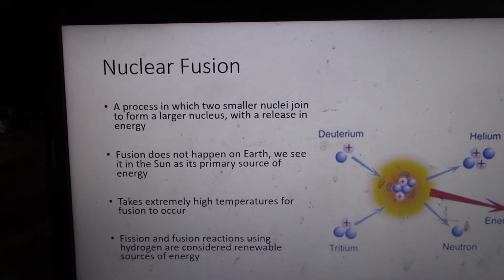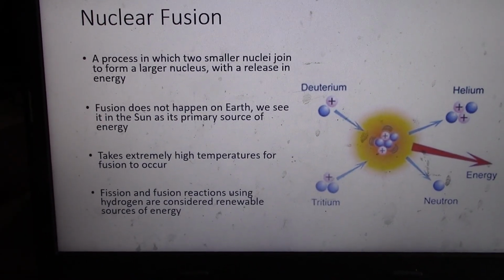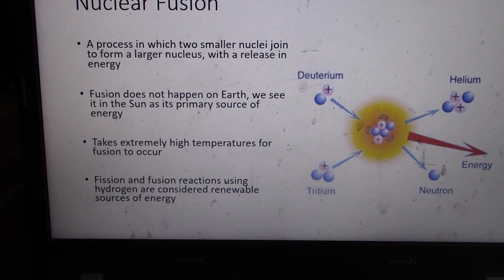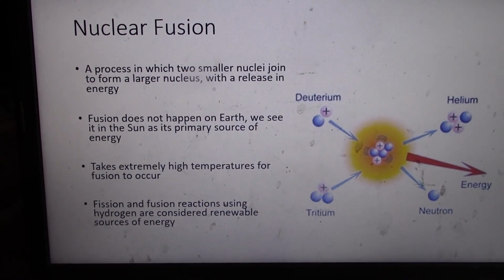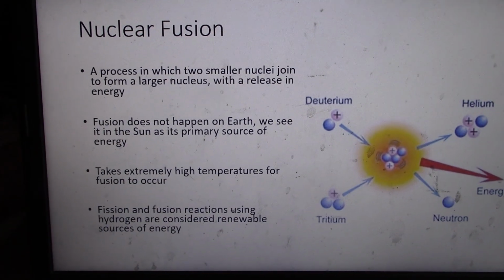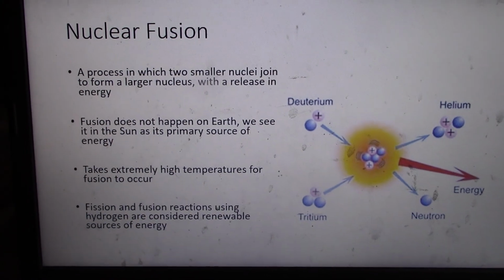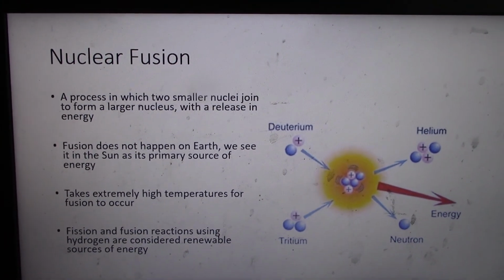One last thing that you should look at is nuclear fusion. It's a process in which two smaller nuclei join to form a larger nucleus with a release in energy. Fusion doesn't really happen on Earth in a controlled manner, but it is the primary source of energy of the sun. We need really, really high temperatures for fusion to occur, upwards of 15 million degrees Celsius. It's really hard to simulate that on Earth.